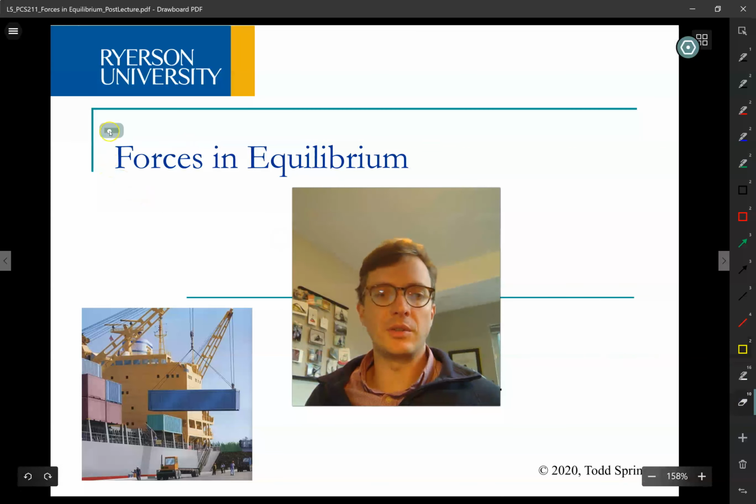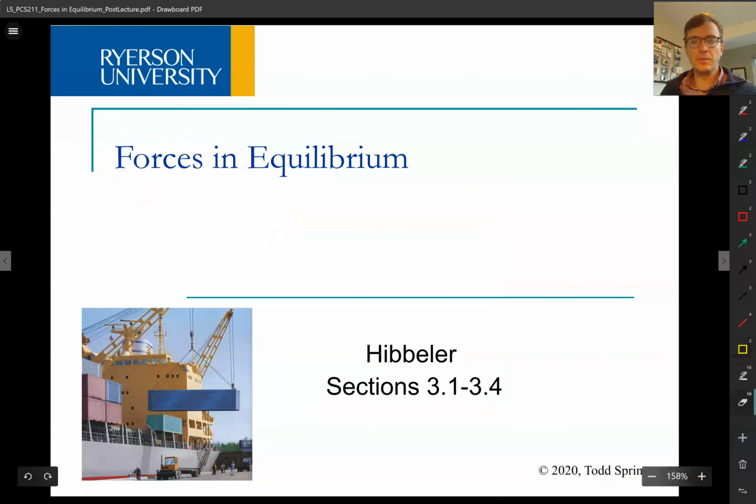So the topic of this lecture is forces in equilibrium, and it's some of the sections from Hibbeler. So we want to talk about now, how do I use the tools that we have for representing vectors in order to solve some physics problems of objects in equilibrium.